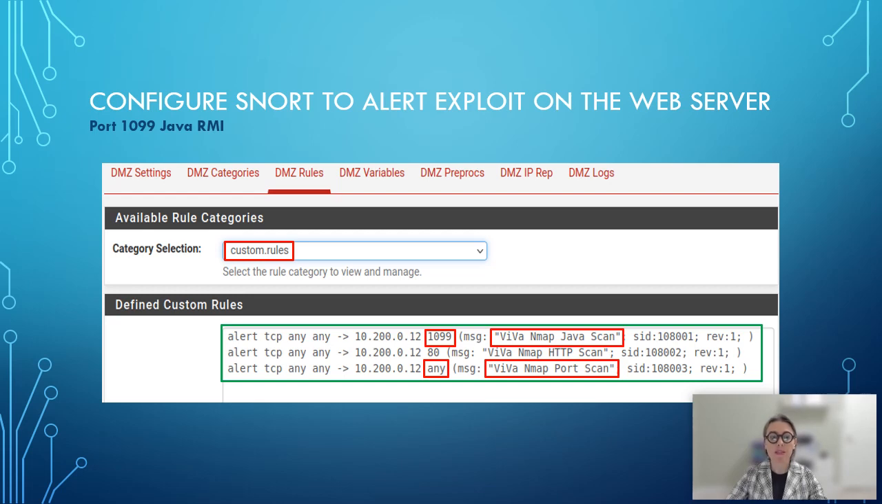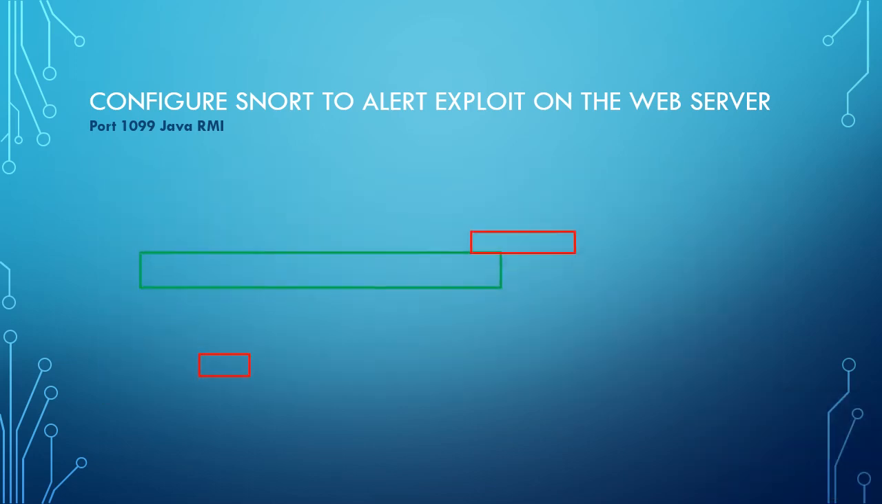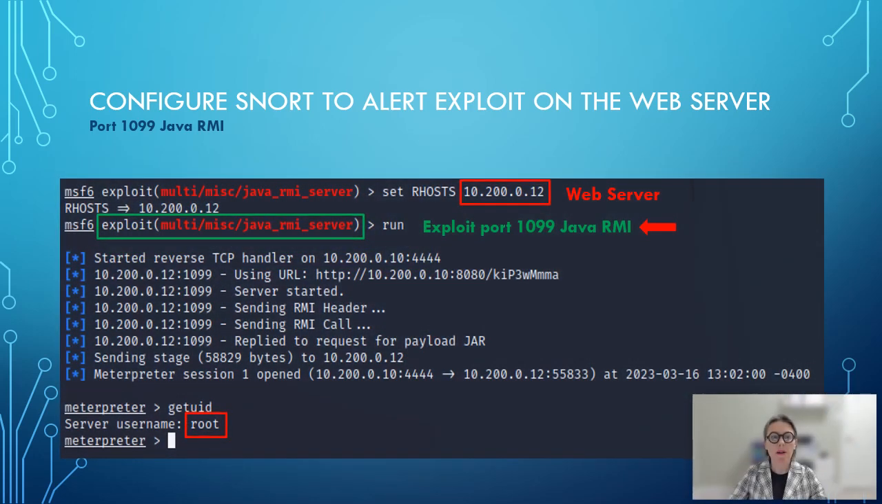Now, let's run the Java RMI exploit again and look at the Snort alerts. Above, you can see we run the Java RMI exploit using Metasploit on the Kali DMZ computer. Notice that we were not stopped from reaching root access. Now, let's look at the alerts created by this exploit and our custom rules.